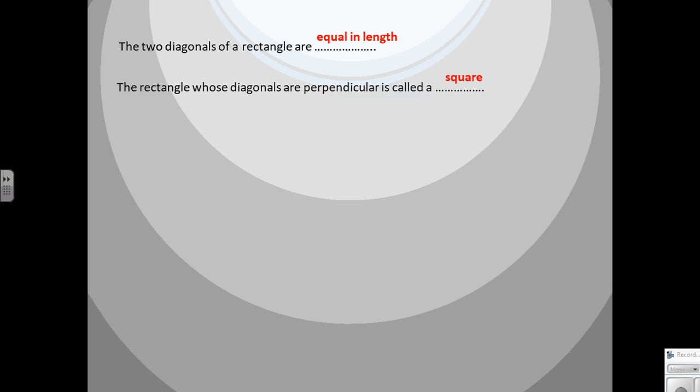Okay, we will say rhombus if he said parallelogram instead of the rectangle. If he said the parallelogram whose diagonals are perpendicular, then the answer will be rhombus. But here he said the rectangle whose diagonals are perpendicular is called what? It's called a square. So concentrate if he's asking us about a rectangle or the parallelogram.